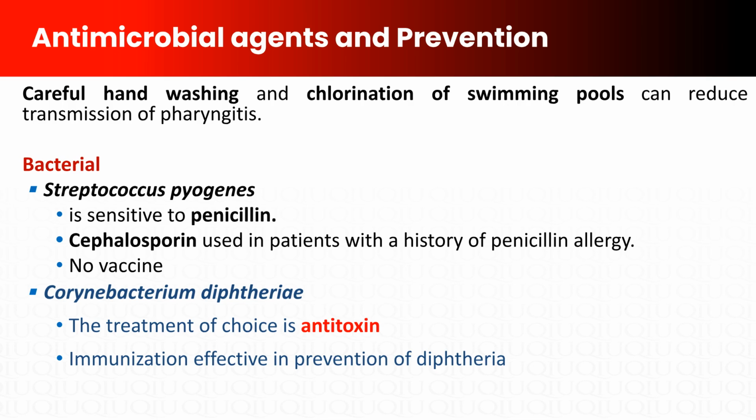It's important to note that there is currently no vaccine available against Streptococcus pyogenes, despite decades of research. The challenge is that there are over 200 different M protein types, and immunity to one type doesn't protect against others. For Corynebacterium diphtheriae, the treatment approach is different and urgent.